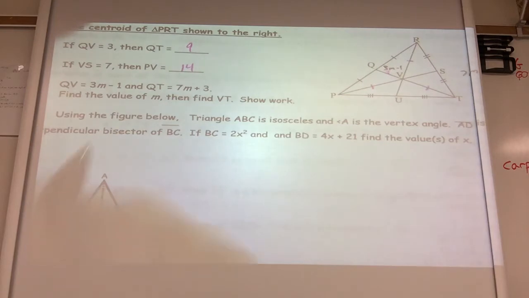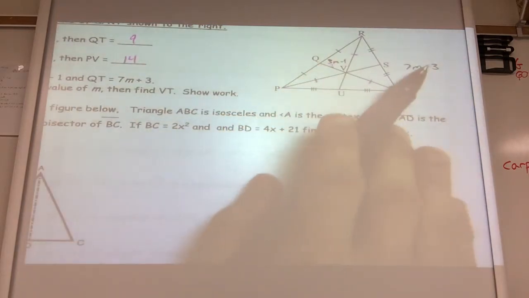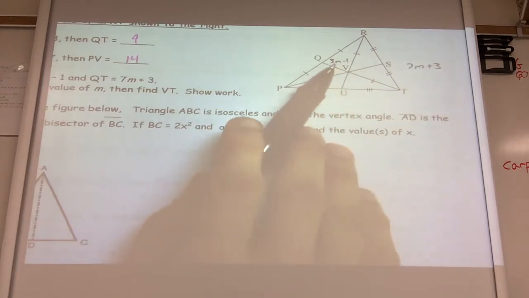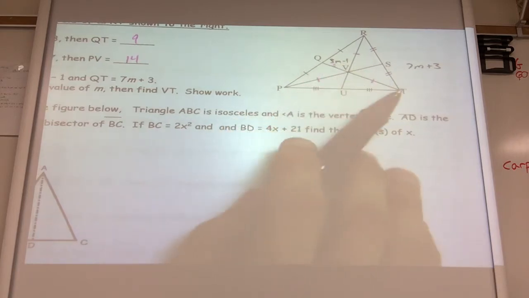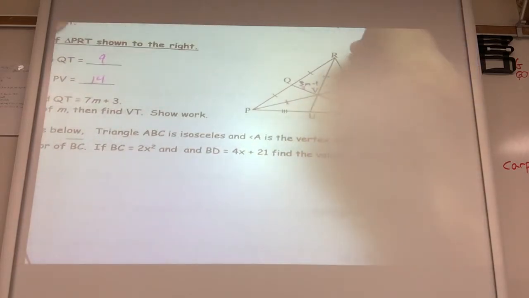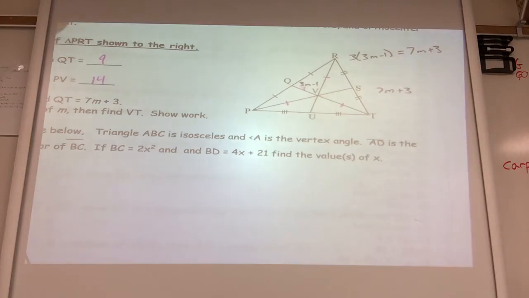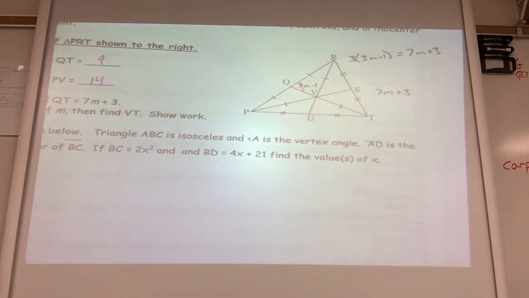Okay, and then it says find the value of m. So the distance all the way across this thing is 7m plus 3. Now, quick question. How many times does this go into the entire distance all the way across? 3 times. So the way you would actually set this up is 3 times 3m minus 1. It takes 3 of these distances to equal 1 of the big distances, right? It's the same idea, but it's applied in a different context. And I think you guys can probably solve it from there. Does that make sense?